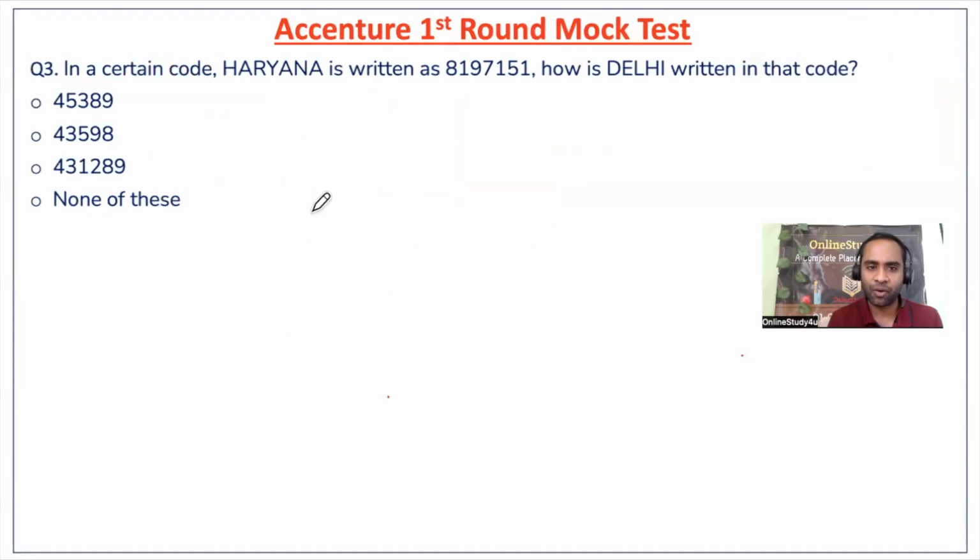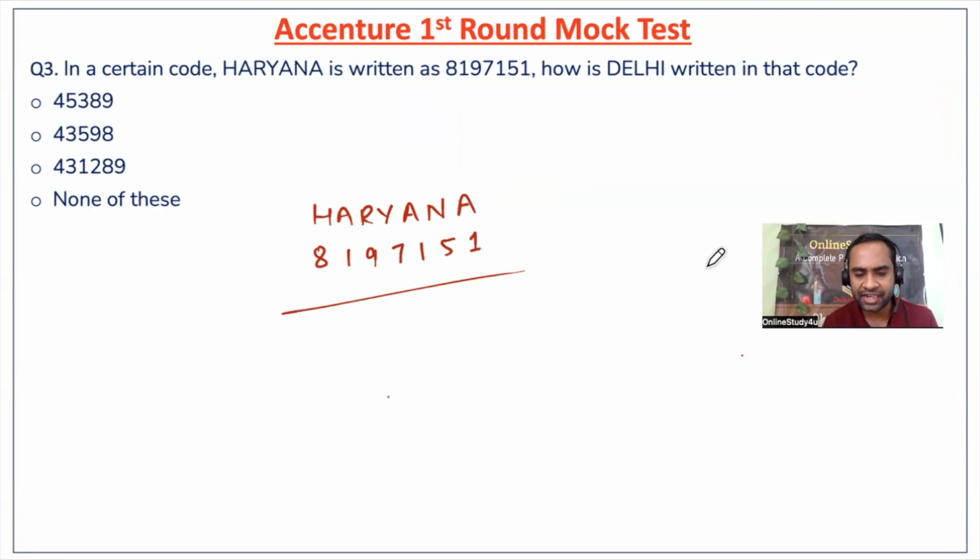In a certain code, Haryana is written as 8197151. Okay. So friends, generally in my class, I teach students how you can keep the positions or the codes of the alphabet in mind. Now H, right? What is the position of H? If we close both ends, then the code of H will be 8, correct? The code of A is 1, correct?